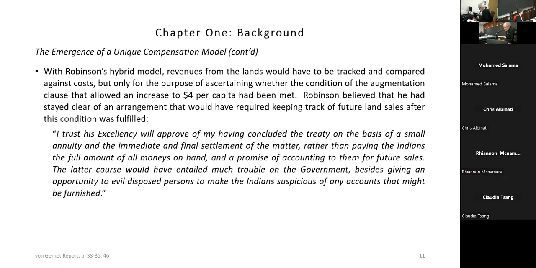I know this may be somewhat controversial, but I just provided Robinson's own words in that slide. And in my view, this was consistent with what he was getting at. This is the quote beginning, "I trust His Excellency." Yes, on slide 11.